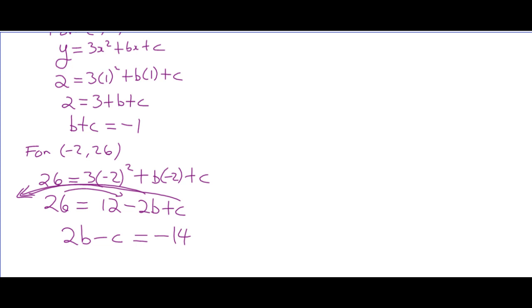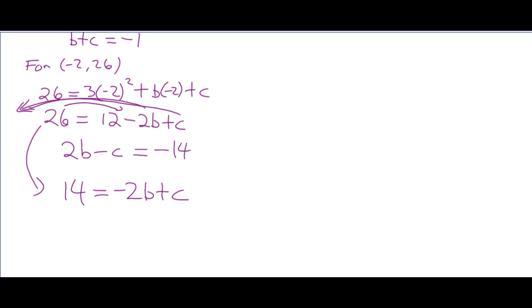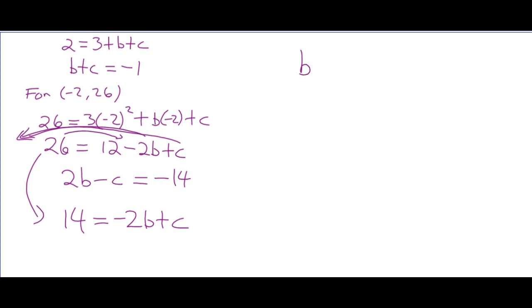You could also do it this way. I could just subtract: 26 minus 12 is 14, which is equal to negative 2b plus c. Then just change all the signs: negative 14, positive 2b, negative c. That's a reason I wanted the negative c. Because what do we know? b plus c is negative 1, and 2b minus c is negative 14.